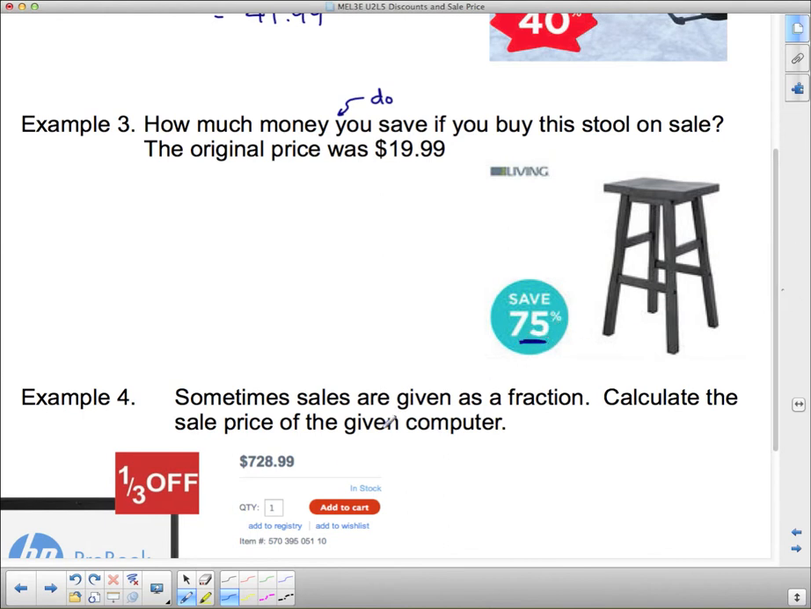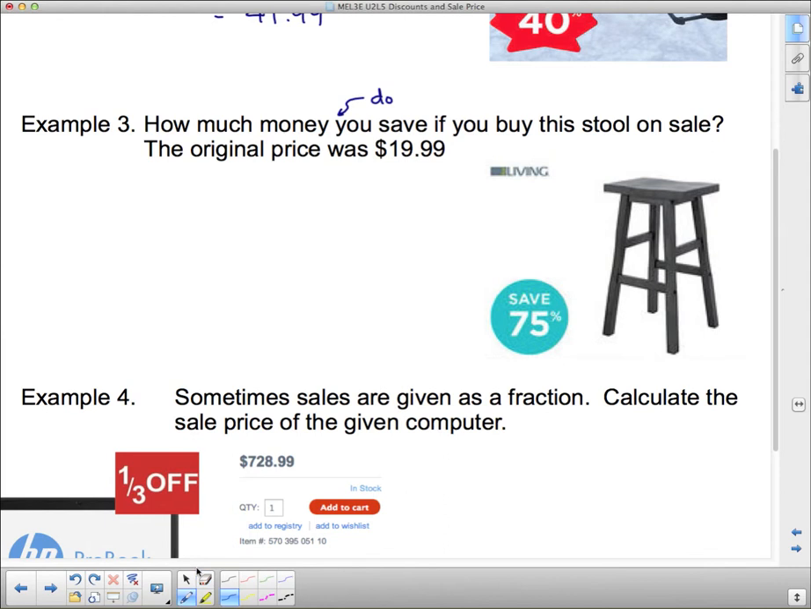75% off is huge. You like to get sales that are 75% off. Canadian Tire is pretty famous for those. In fact, I would never suggest to buy anything for regular price at Canadian Tire, because as soon as you do, next week it's going to be on sale for 75% off. But anyway, I digress.